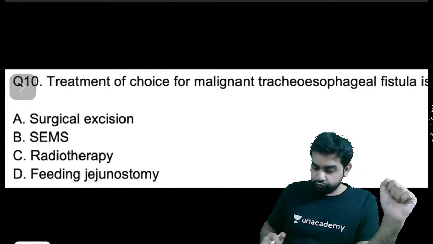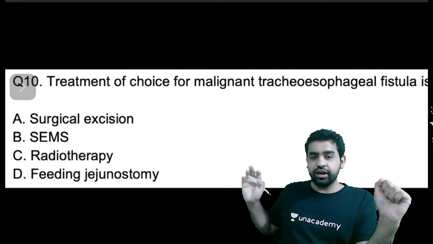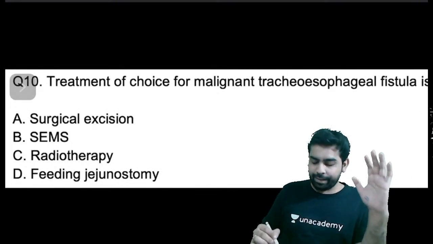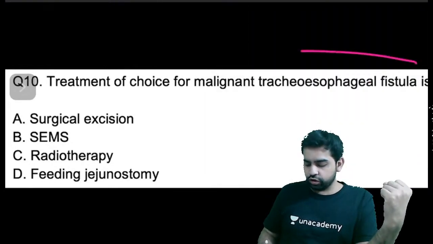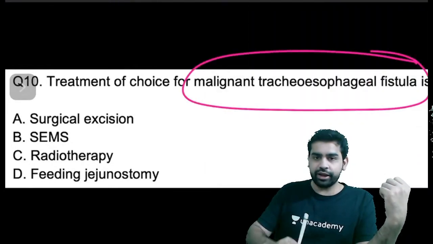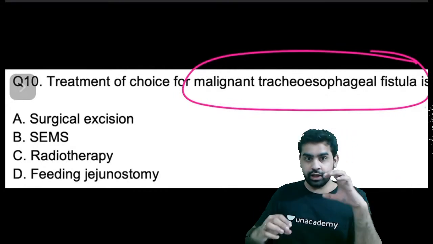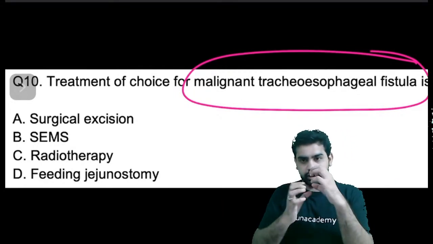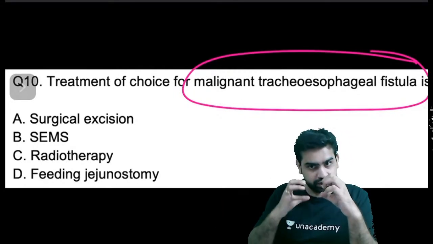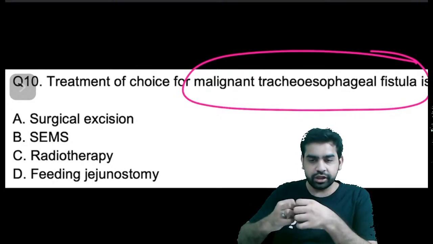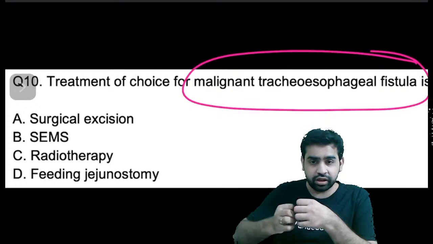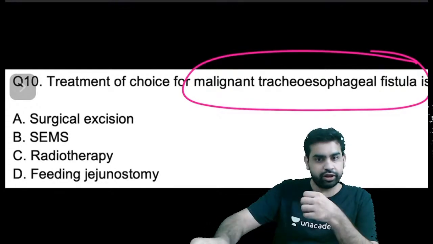Now moving on to the next question. Treatment of choice for malignant tracheoesophageal fistula. First and foremost, what do you mean by a malignant tracheoesophageal fistula? Please understand, let's say there is a carcinomatous growth in the esophagus. This growth has a propensity to grow and erode through the esophagus into your trachea.